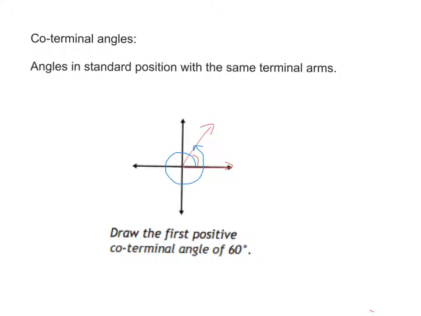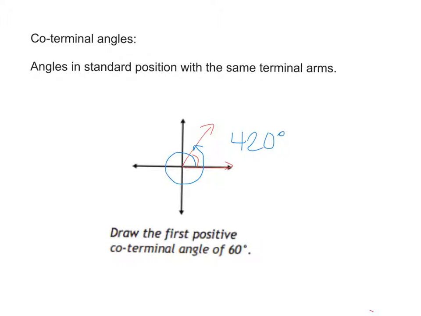That's a coterminal angle, and that's a positive coterminal angle, because I went in the counterclockwise direction, all the way around, and back to that again. And what would the measure of that angle be? 420. So 360, that's a complete rotation, and then another 60 to get back to where that terminal arm is. So that means that 60 degrees and 420 degrees are coterminal.